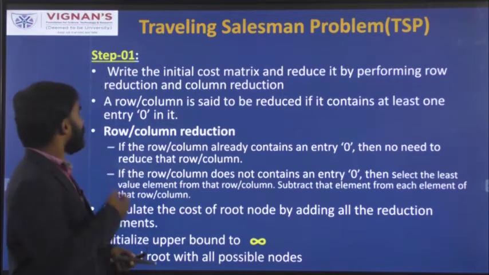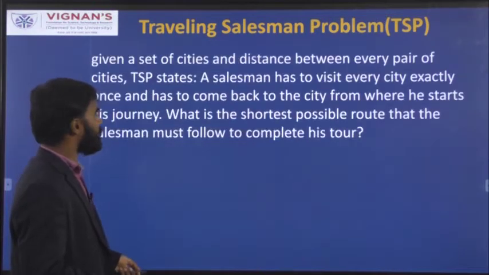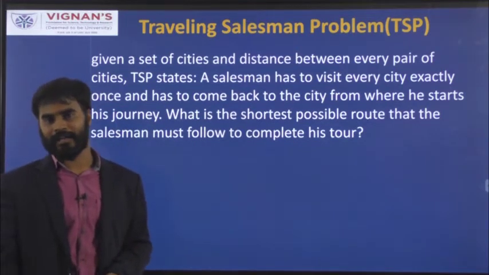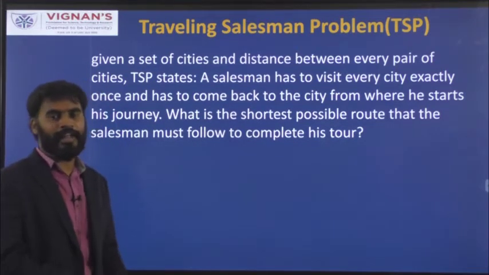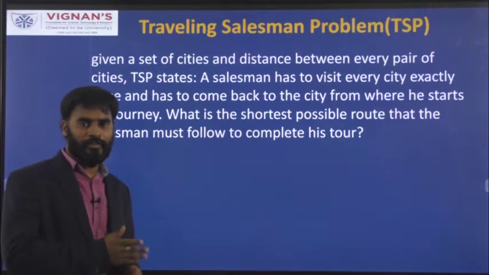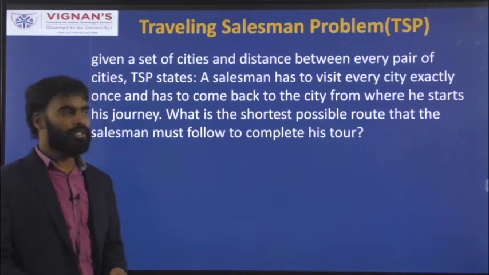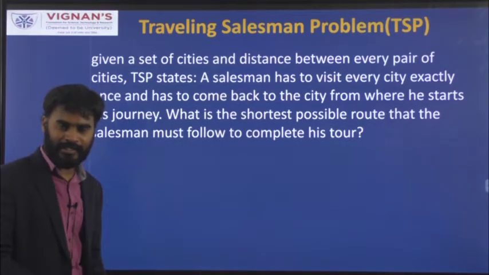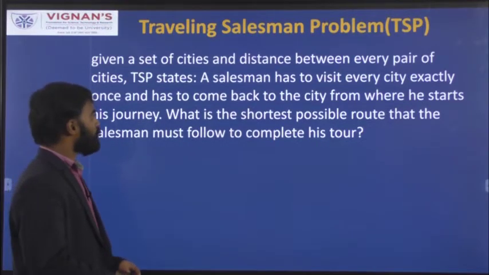Sometimes the problem will be given either as a graph or an adjacency matrix. If it is given as a graph, convert the graph into an adjacency matrix. So the first step is: if you get a graph, convert it into an adjacency matrix and proceed with the solution. So this is the algorithm.